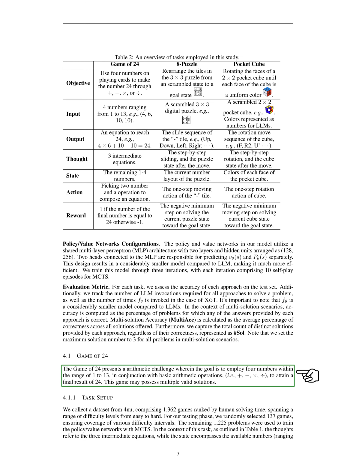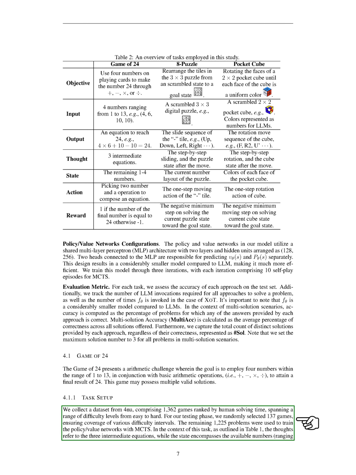The game of 24 is an arithmetic challenge where the goal is to use 4 numbers between 1 and 13, along with basic arithmetic operations, addition, subtraction, multiplication, division, to achieve a final result of 24. This game can have multiple valid solutions.